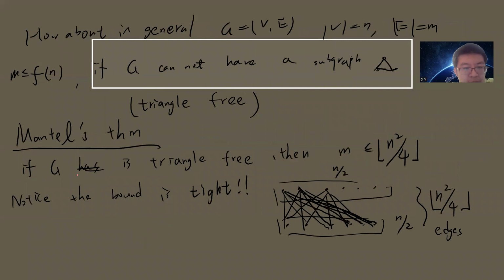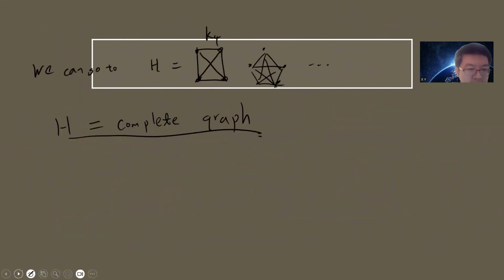Mantel's theorem says that if G is triangle free, basically there's no triangle, then the number of edges is at most n squared divided by 4. And the bound is tight. So the natural question is how do we generalize when H is the complete graph? This is the Turan theorem.